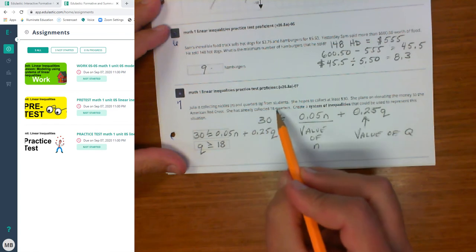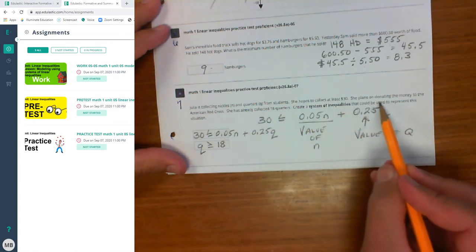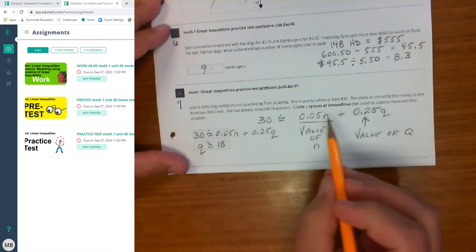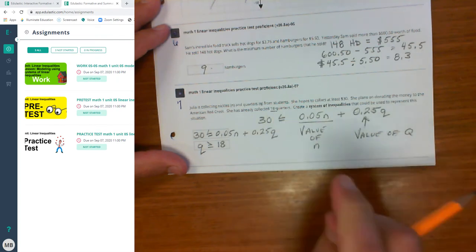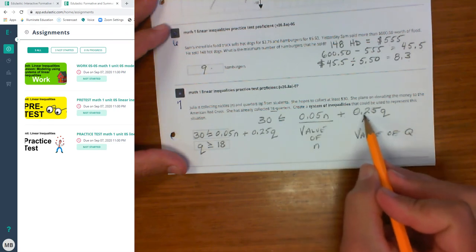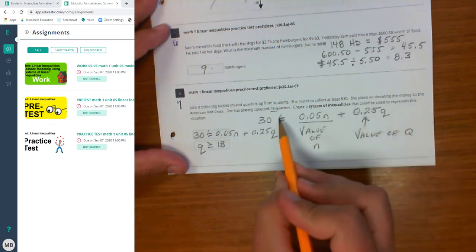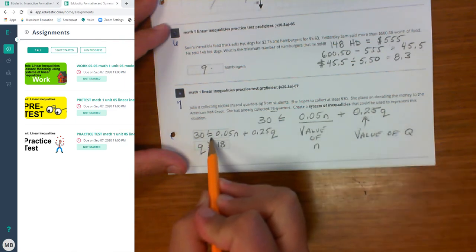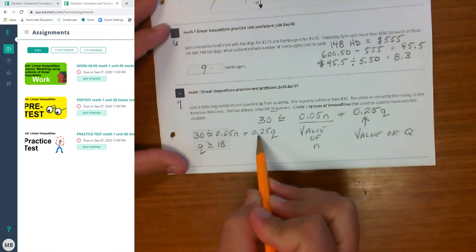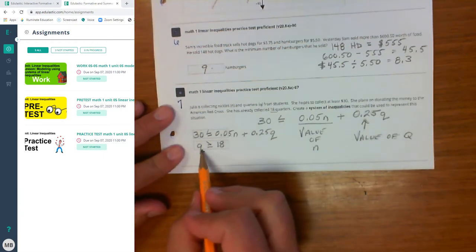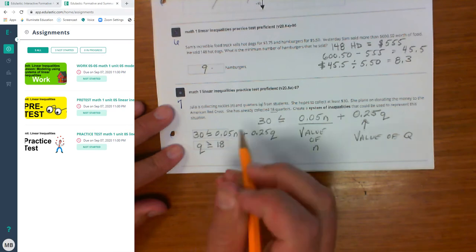Julie is collecting nickels and quarters. She hopes to collect at least $30. So right here I have her collecting more than $30. Create a system of equations. And she's already collected 18 quarters. So here's the value of the nickels, 0.05 times the nickels, plus the value of quarters, 0.25 times the number of quarters. And that needs to be bigger than the $30. So there's the first inequality: 30 is less than or equal to 0.05n plus 0.25q. The second inequality is the quantity of quarters is already greater than or equal to 18. So these are my two inequalities.